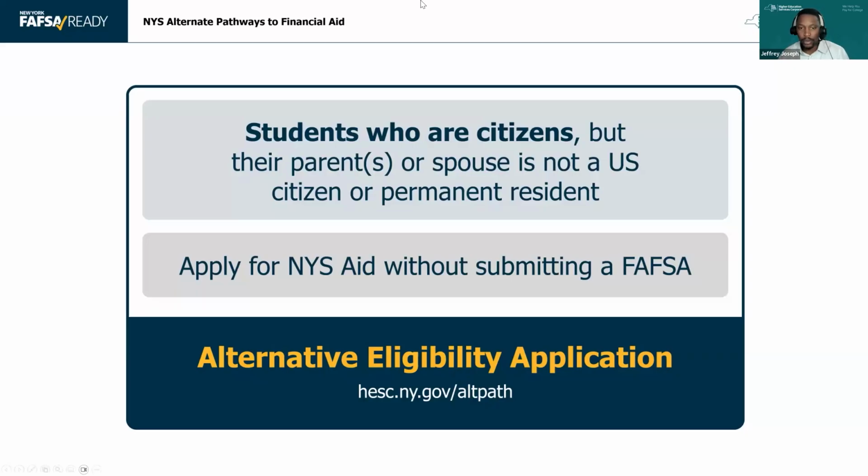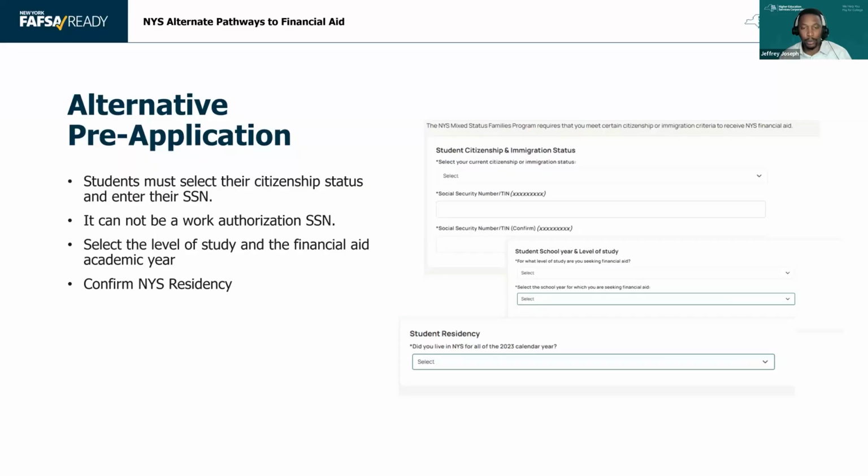Thank you. All right, so this is the pathway. We'll start with the application. Just like the DREAM Act, there is a pre-application. This application is much shorter because these students have citizenship, and we can verify that pretty easily. They should enter their citizenship status, their Social Security number or TIN number, the level of study, and their residency. Make sure they're resident for the full 2025 calendar year.